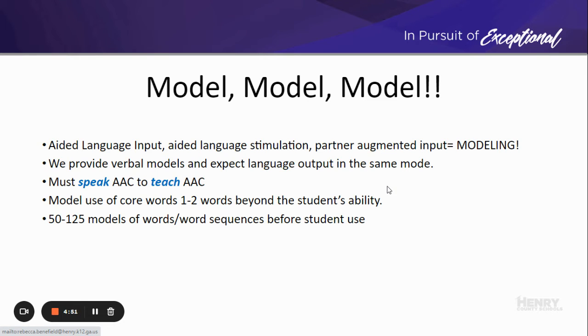So you got to model the use of core words about 1 to 2 words beyond the student's ability. So if your student or your child is at one word, like they're saying up, ball, mine, and they're using it in one word phrases, you might want to use 2, maybe 3 words. So you might say, mama up, ball mine, blue ball, red ball. So you're going to add that one extra word, but you're going to do it while you're using your symbol set system, okay? So 50 to 125 models of a word or word sequence before we expect the student to use it. So just think about it. You have to model the word 50 to 125 times before we can even expect them to use it, okay?